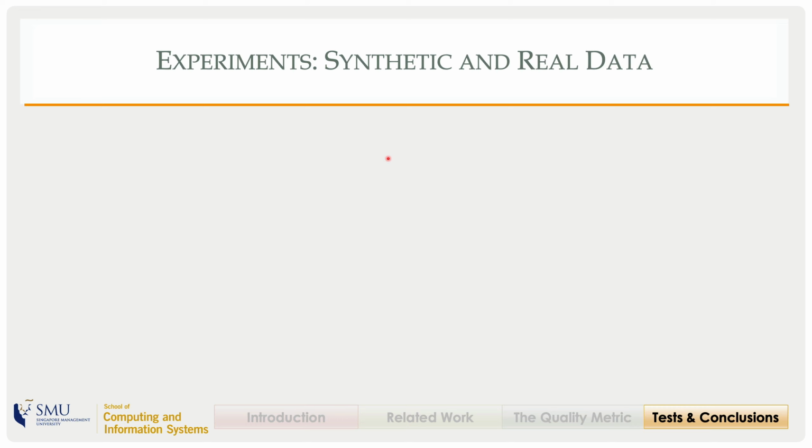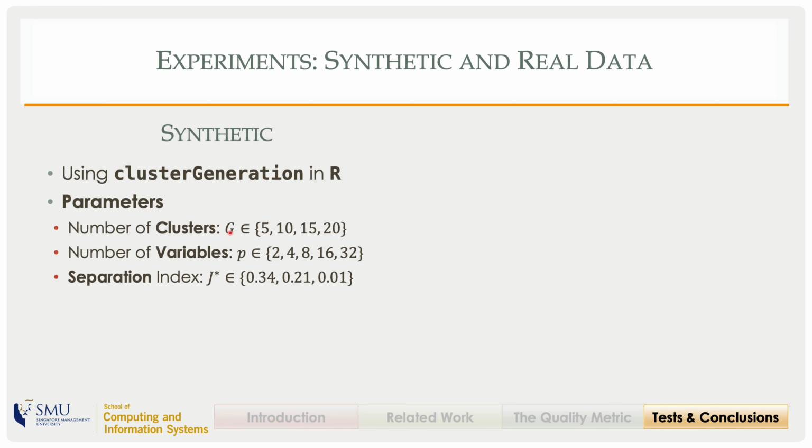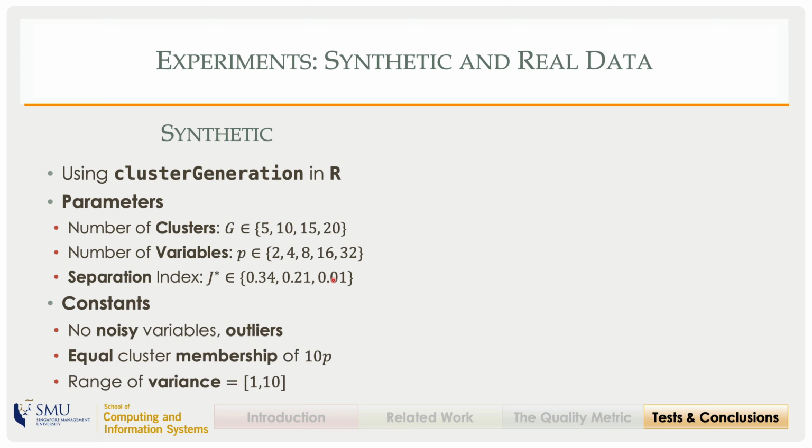Let's test it on synthetic data as well as real data. Synthetic data is generated using cluster generation in R with parameters: number of clusters running from 5 to 20, number of variables running from 2 to 32, and a suppression index specific to this package running from 0.34, which means high suppression, to 0.01, which is expected to be realistic kind of clusters. Then we have constants for noisy variables, outliers, etc., which we set to 0, and we set the cluster membership to be equal, and then we had a range for the variance also.